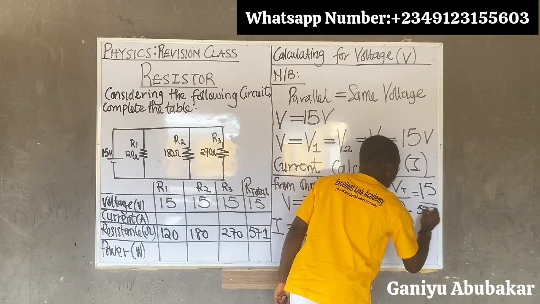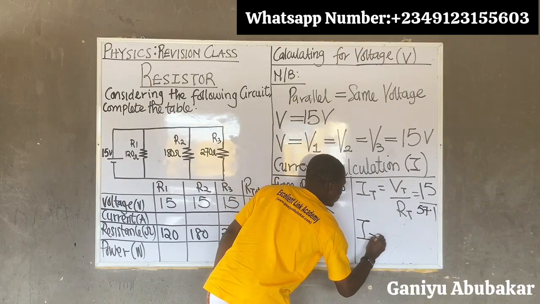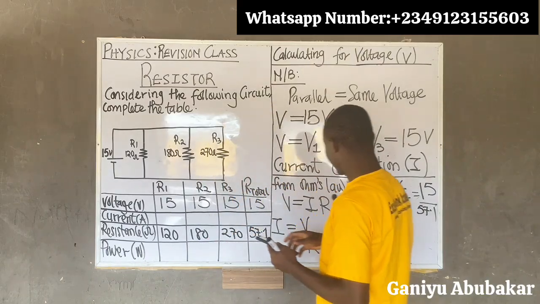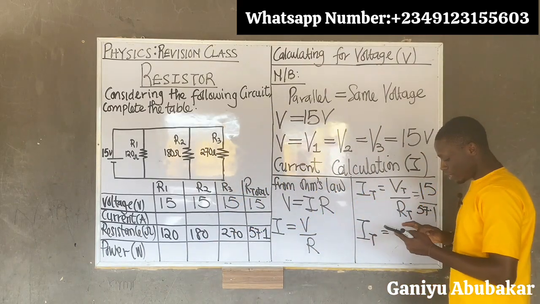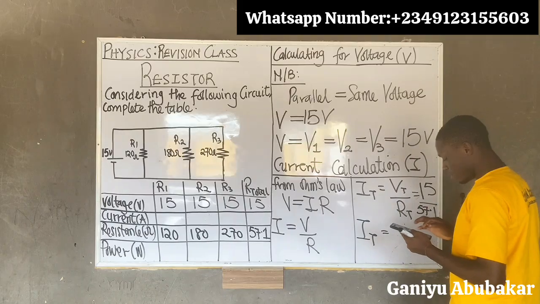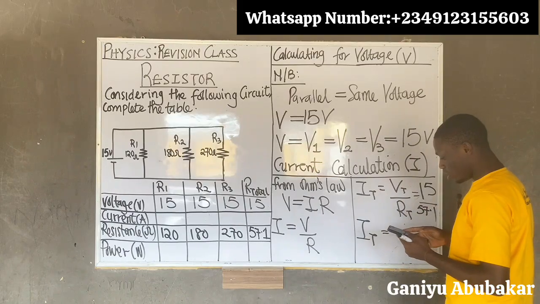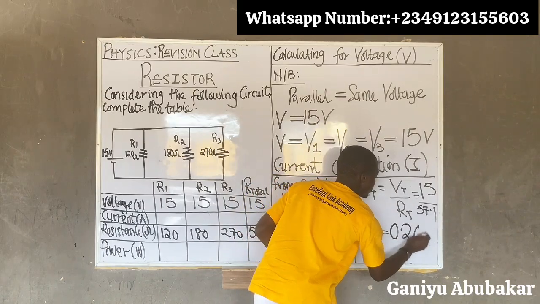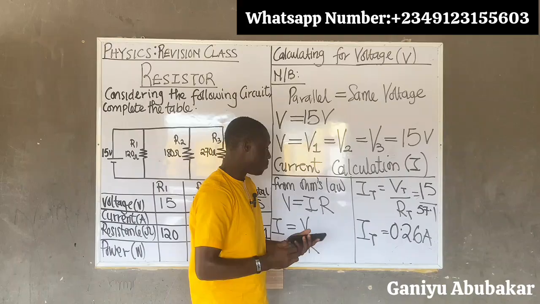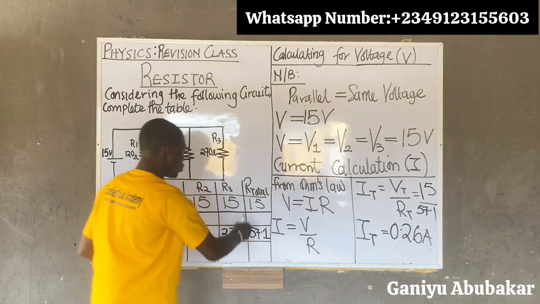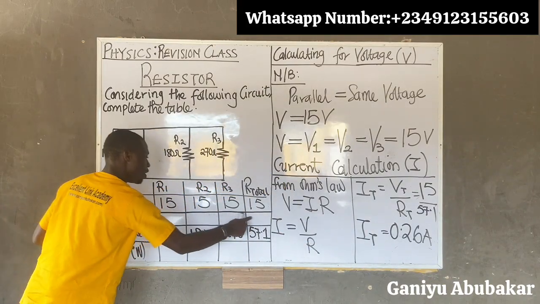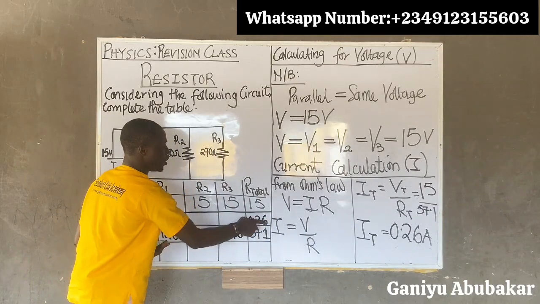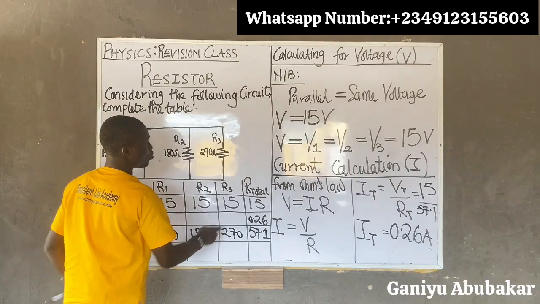So my I total will be equal in value to 15 divided by 57.1. This gives me 0.26 ampere. So the value for I total, my total current, is of course 0.26 ampere. With this technique, I'll get I1, I2, I3.